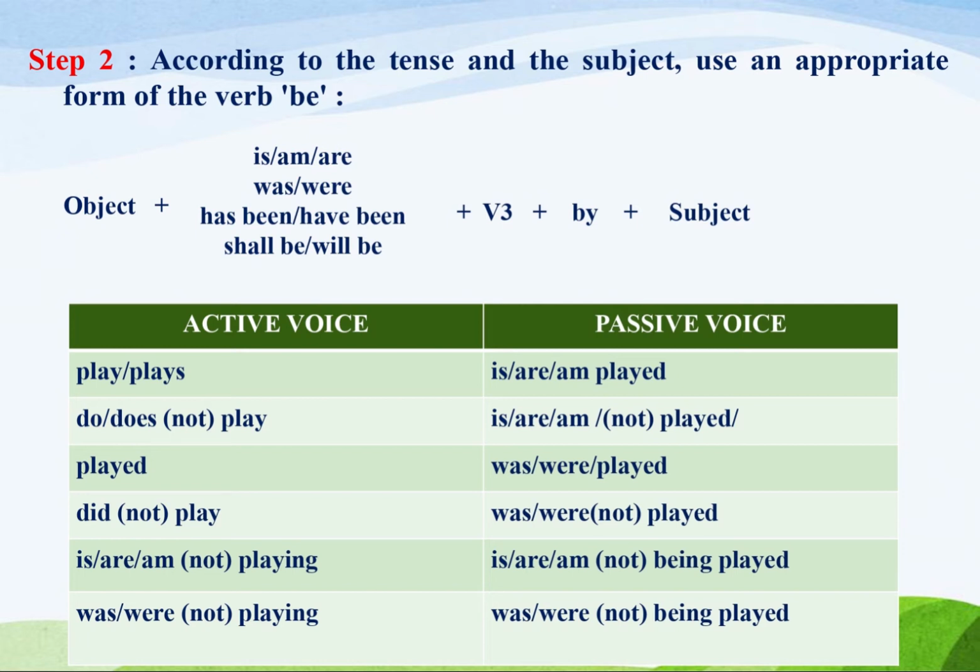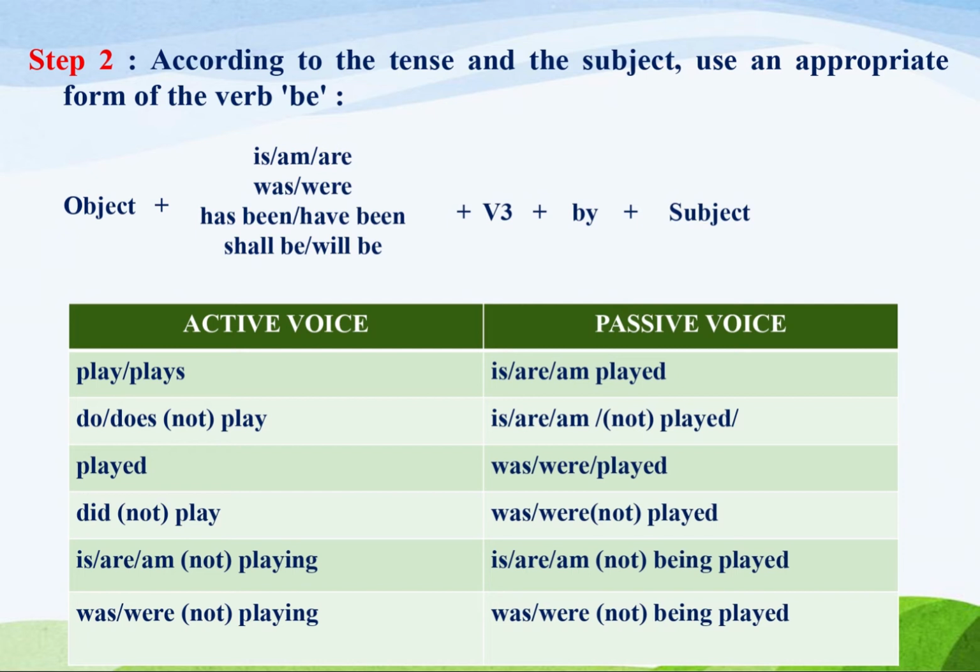See the following table. We usually bring the object at the beginning of the sentence, and then is, am, are, was, were, has been, have been, shall be or will be. These are all the be forms of the verb, followed by the verb in the past participle or the verb in the third form, and last of all by plus the subject.